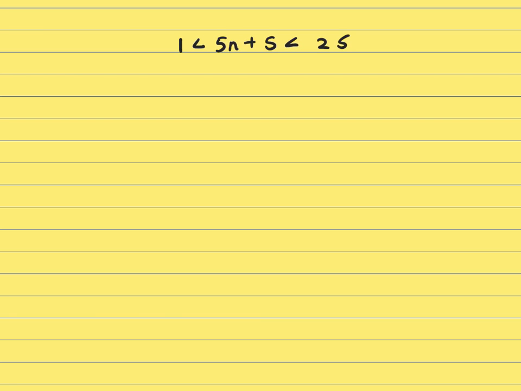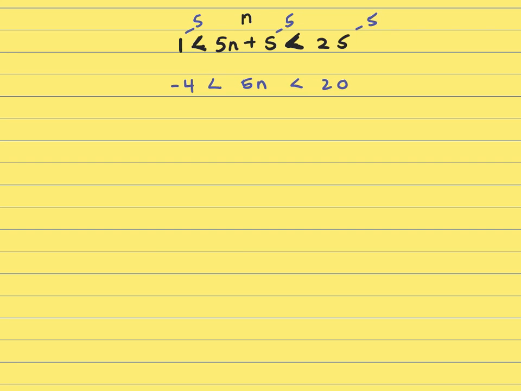This is a compound inequality because you've got two inequality symbols. And the way you solve a compound inequality, you want to get n in the middle. So to do that, let's subtract 5 in the middle, and then you have to subtract 5 from both ends. So that gives you -4 less than 5n less than 20.